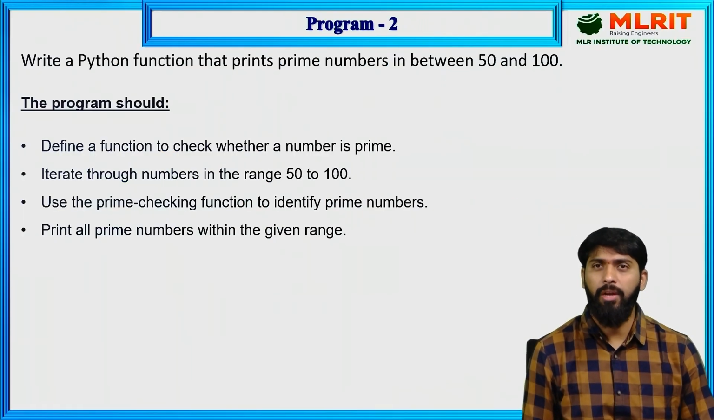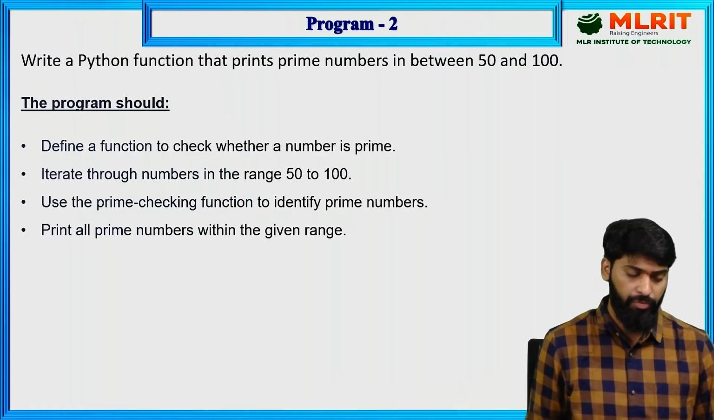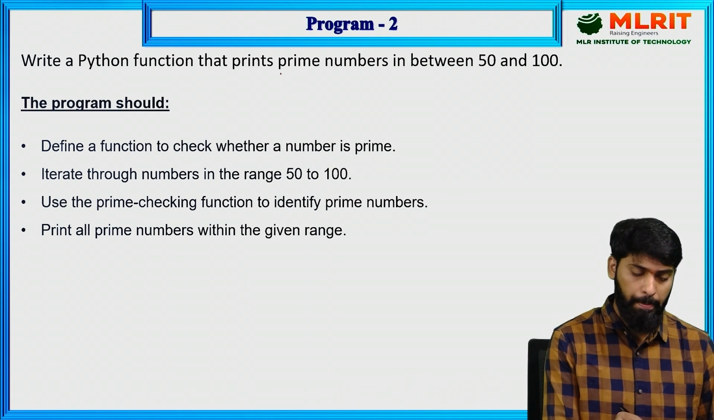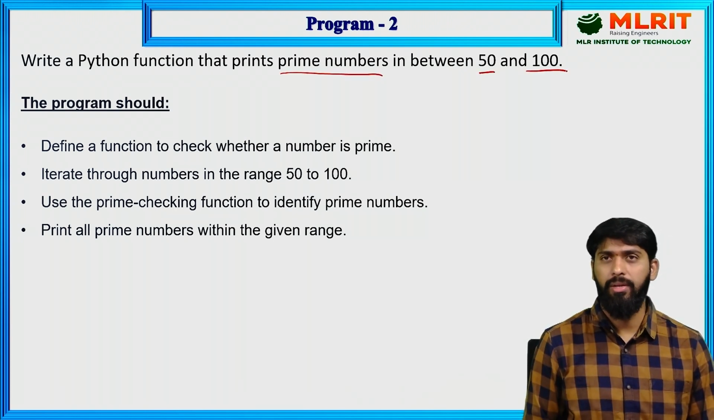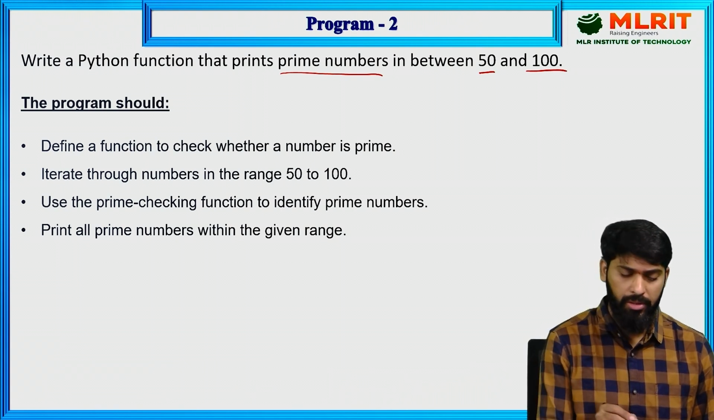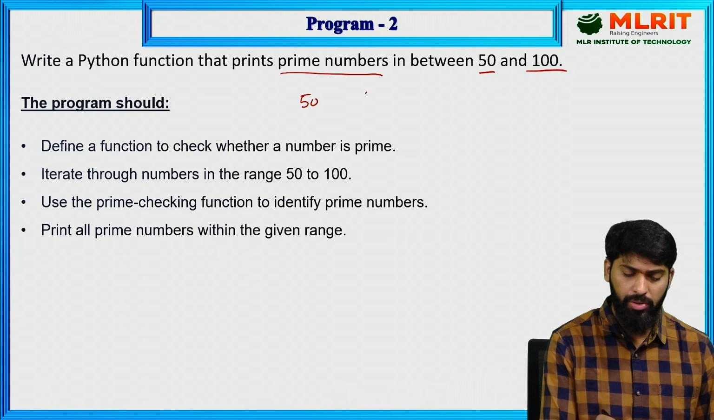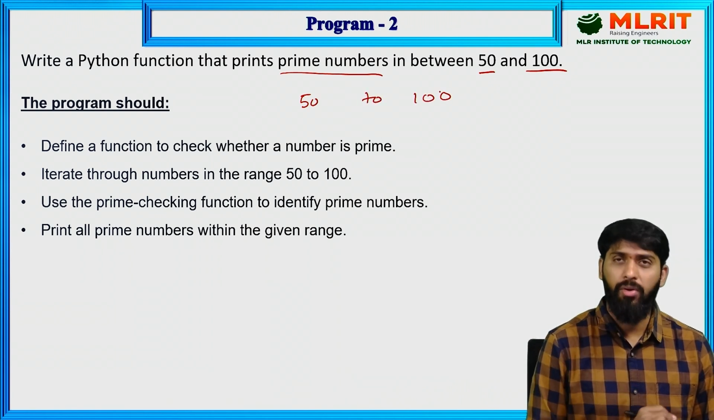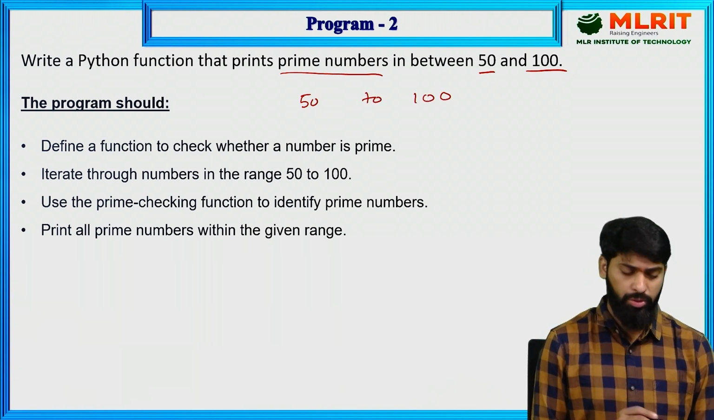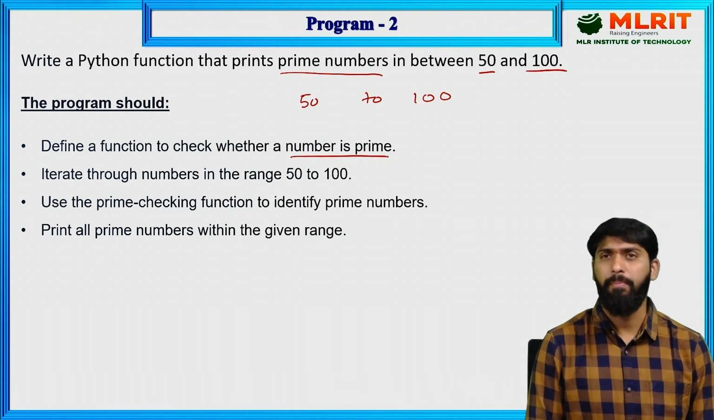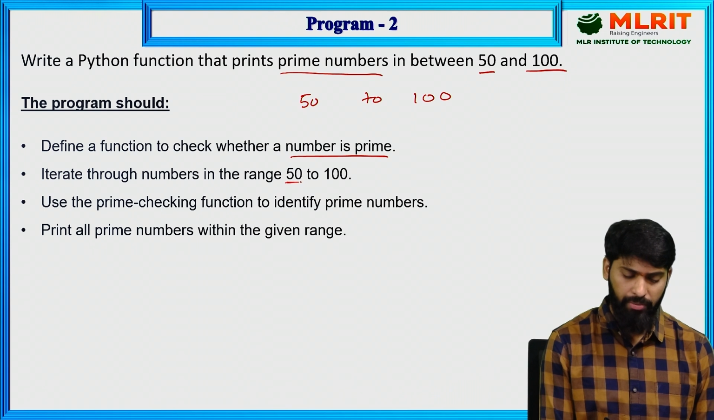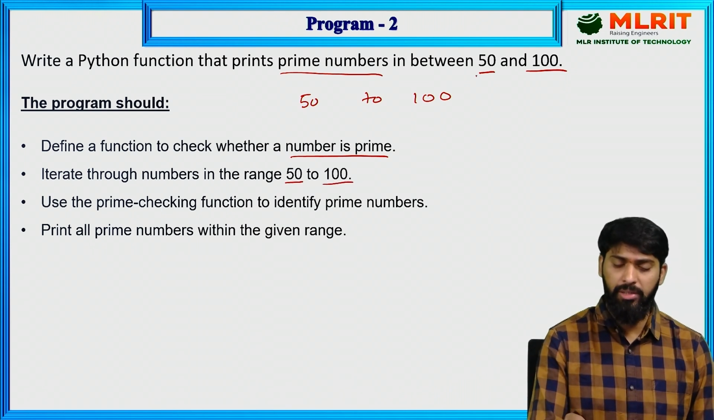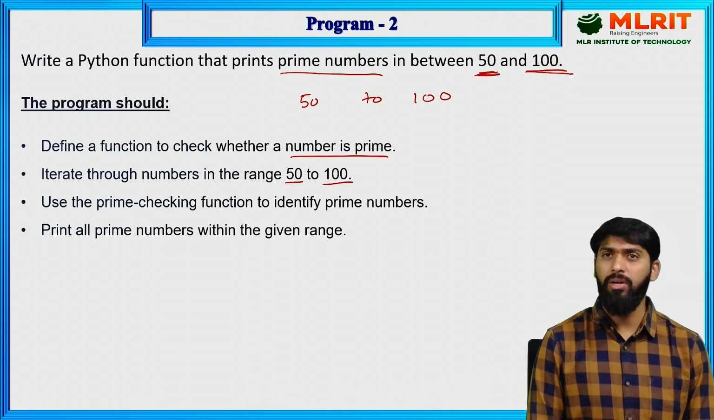Okay. Second program, write a Python function that prints prime numbers between 50 and 100. The purpose of the program is we are going to print the prime numbers from 50 to 100. So define a function to check whether a number is prime. Iterate through numbers in the range 50 to 100. Here they mention the range is 50 to 100.